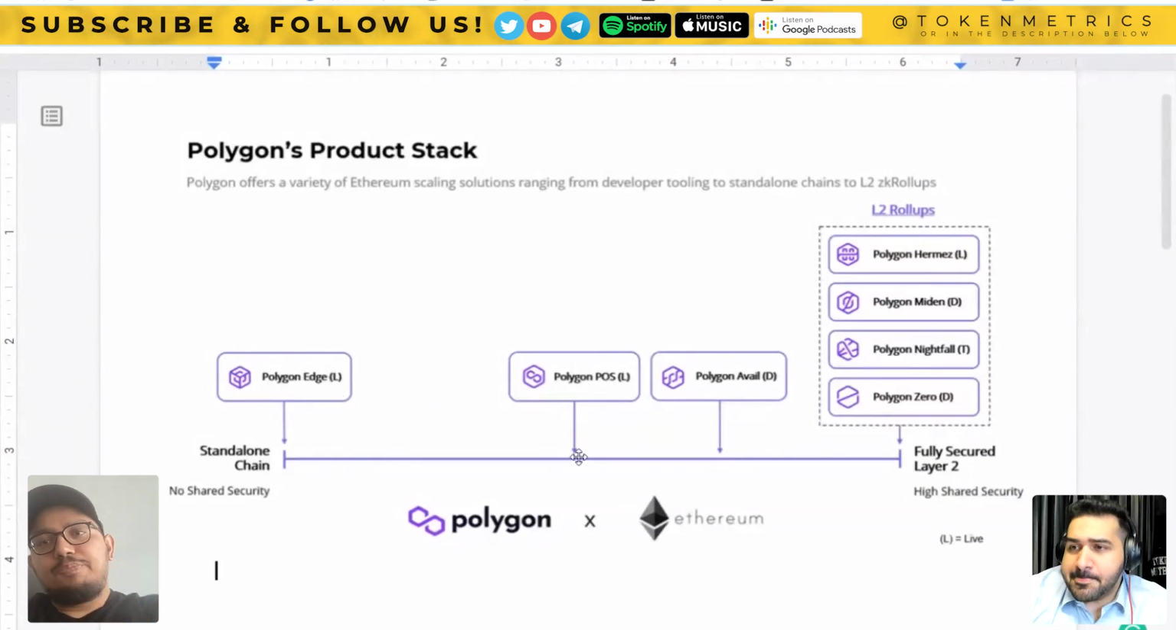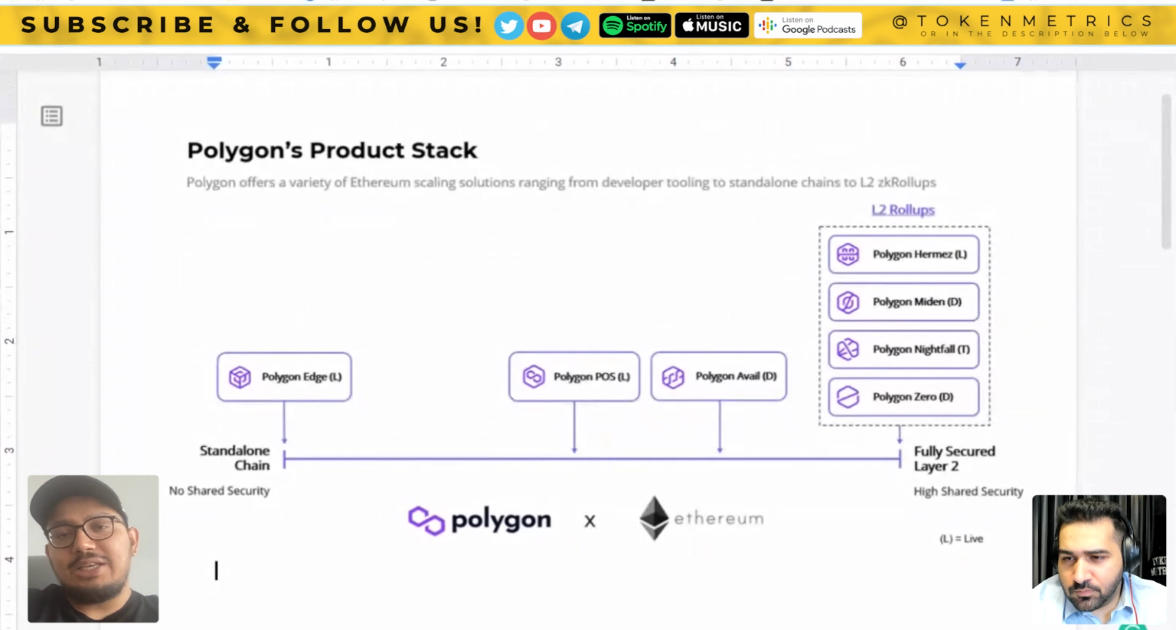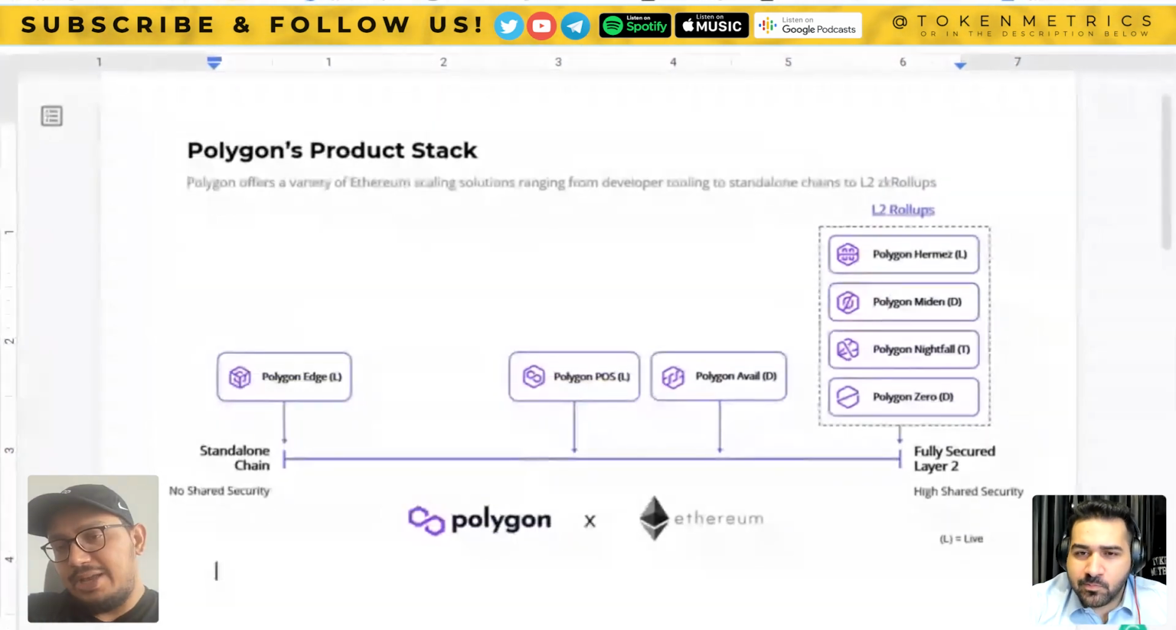Yeah. So basically, first let's understand what is the perspective of this. What we are showing is actually a spectrum. And on the left side, you see no shared security. And on the right side, you see high shared security. That means highly secured from Ethereum. Highly secured with Ethereum, actually.